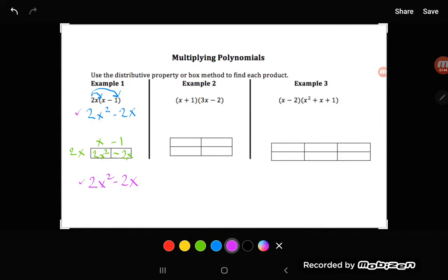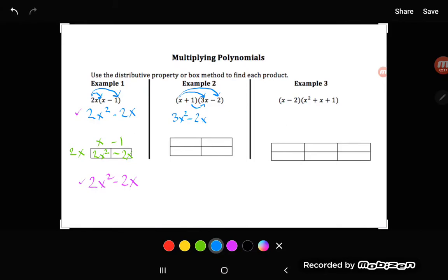So let's look at example 2. We normally hear FOIL: your first, outer, inner, and last. But for example 2, I am going to distribute x to 3x and x to negative 2. So x times 3x is 3x squared. x times negative 2 is a negative 2x.